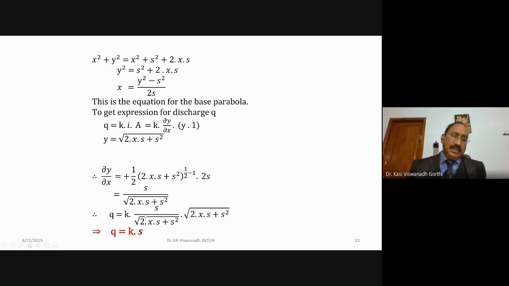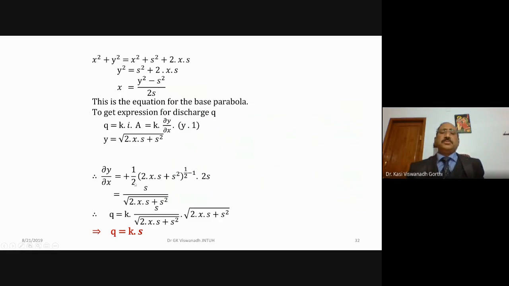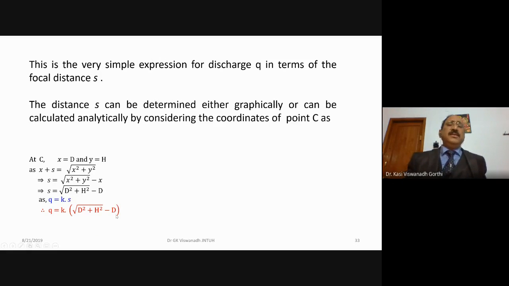What is S here? From the figure, you can see the distance FH is S. So if you substitute that value here, you will get the seepage rate through the body of the earth dam, Q is equal to K S. This is the very simple expression to find the discharge Q in terms of the focal distance.